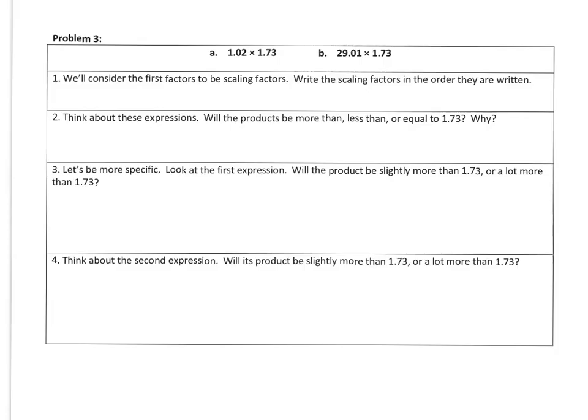So now we're going to compare two more problems. So we're going to consider the first factor to be the scaling factor, 1 2 hundredths and 29 1 hundredth. So we're going to write the scaling factors in the order they're given to us. So they're given to us in the order 1 2 hundredths and 29 1 hundredth. So let's think about these expressions. Will the products be more than, less than, or equal to our original factor? Our original factor is 1 73 hundredths.